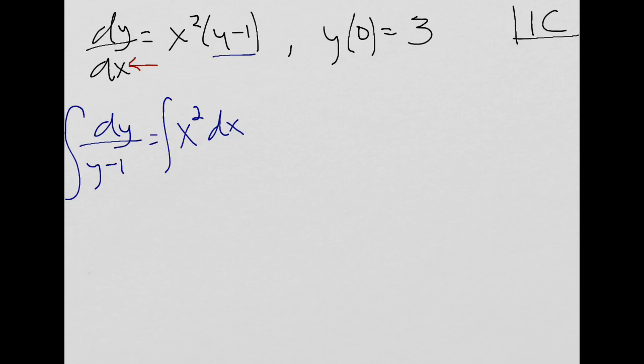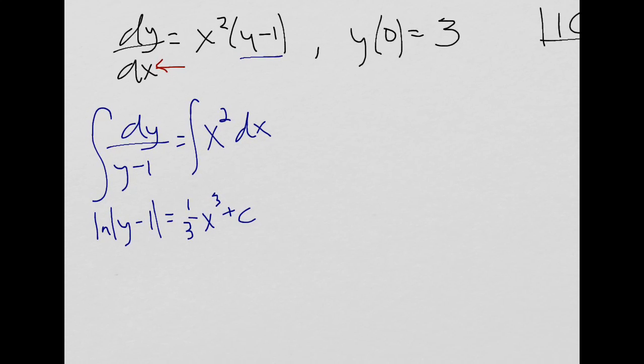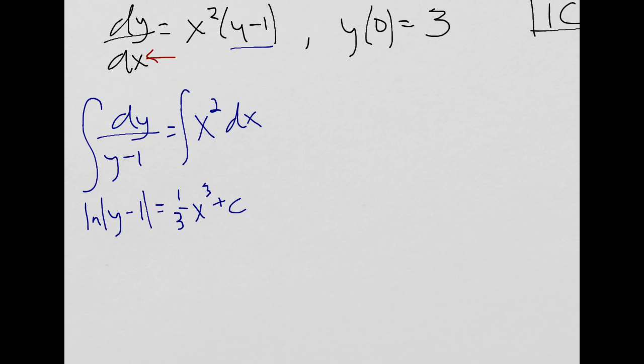When I integrate the left side, I get ln absolute value of y minus 1 equals 1/3 x cubed plus c. In order to get rid of the ln, I do e to the on both sides. So when I do e to the, it cancels on the left and gives me just straight up y minus 1 equals e to the 1/3 x cubed.